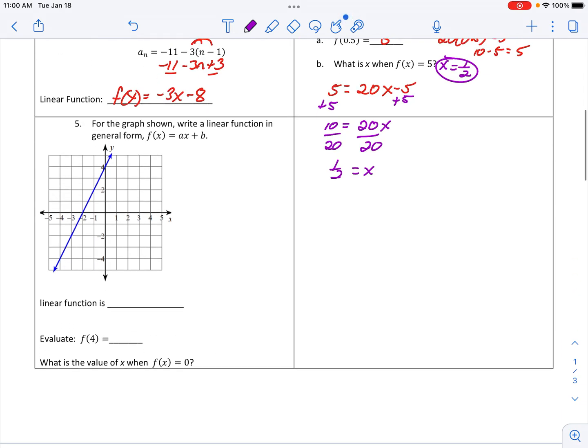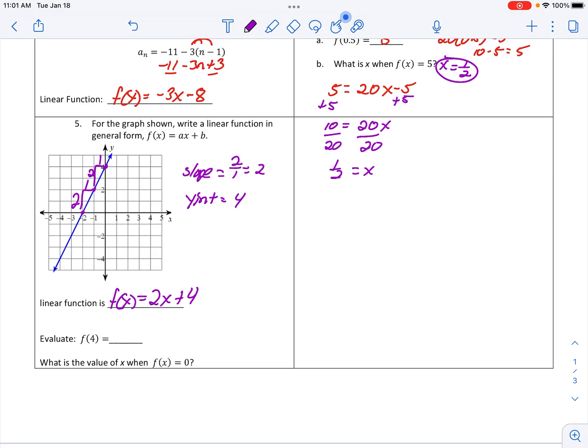Number 5, write the equation, the linear function of that. So, got to know two things. What's the slope and what is the y-intercept? Y-intercept is easy, where it's crossing the y-axis at 4. The slope, play the slope game, finding some nice points. Here's a nice point, here's a nice point, here's a nice point. Up and over, up and over, up 2, right 1, up 2, right 1. So the slope is rise over run. So f of x equals 2x plus 4.